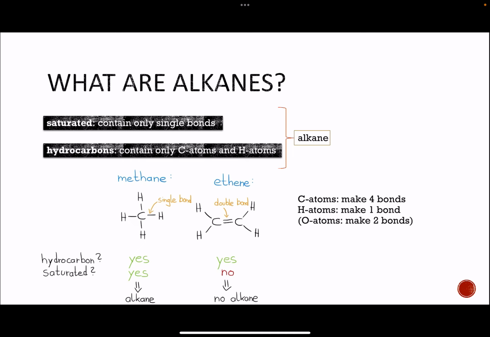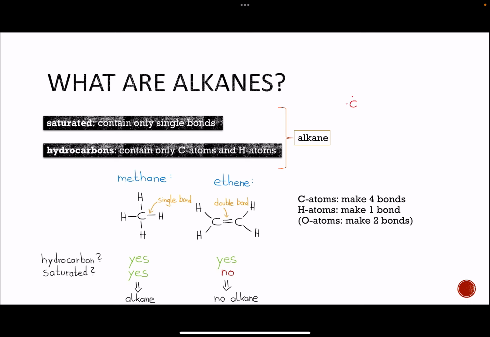An alkane can be defined as a saturated hydrocarbon. And I want to explain both terms to you, saturated and hydrocarbon. Saturated means that a molecule only contains single bonds. Let's quickly revise what a single bond is.